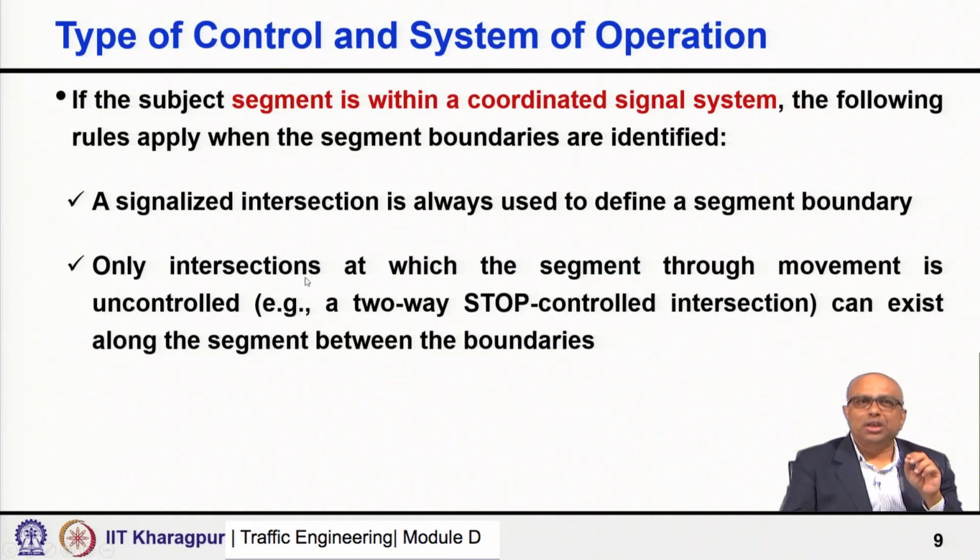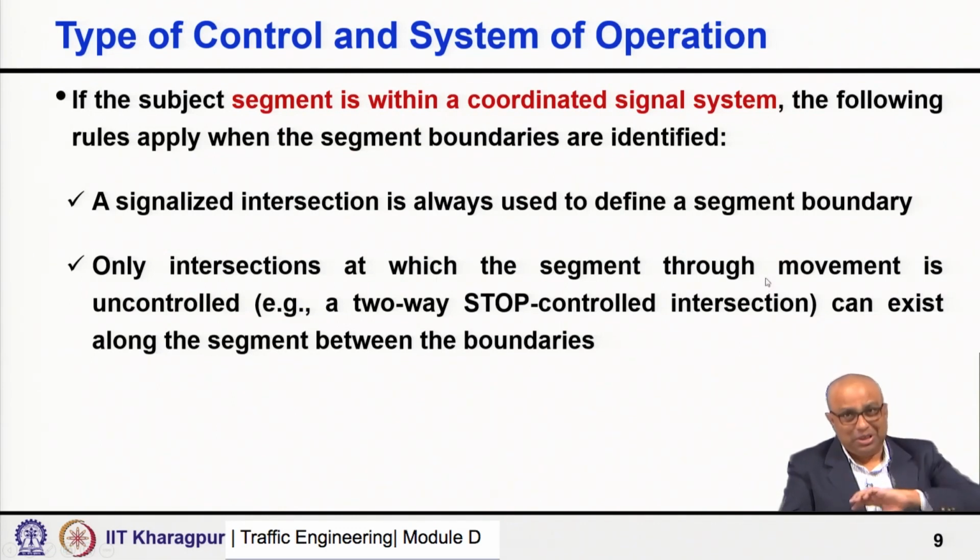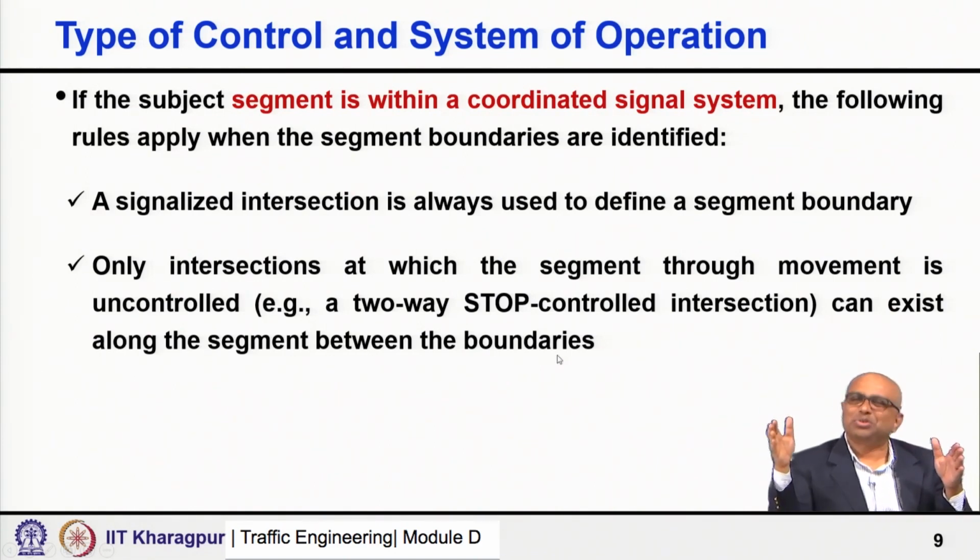So, there has to be a signalized intersection in the segment boundary. And second, only intersections at which the segment through movement is uncontrolled, for example, maybe two-way stop controlled, can exist along the segment between the boundaries. You take a segment, two boundaries are there. So, only intersections at which the segment through movement is uncontrolled, that kind of intersections can exist along the segment between the boundaries.